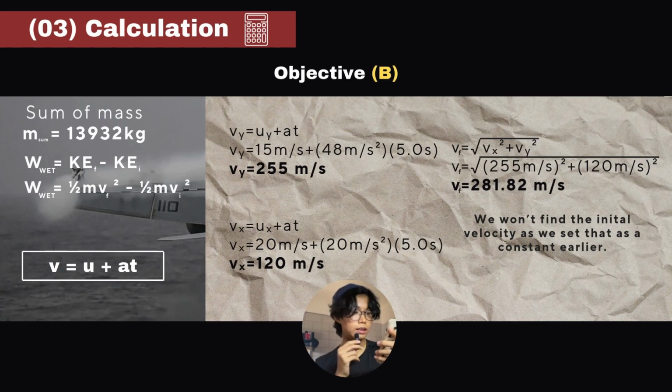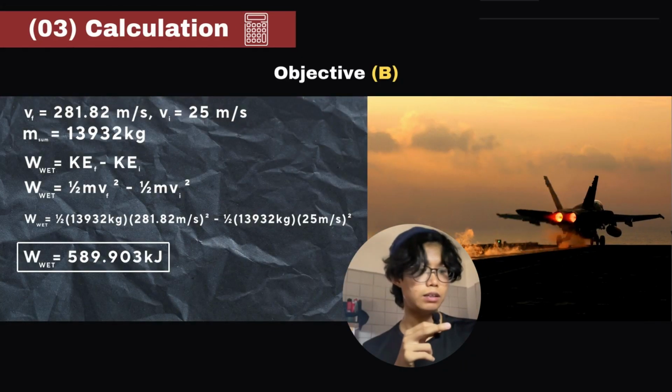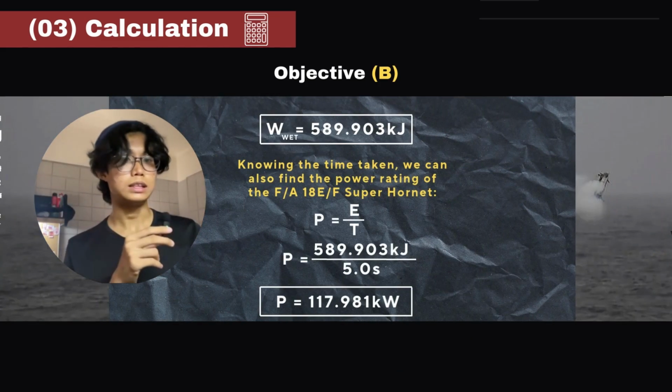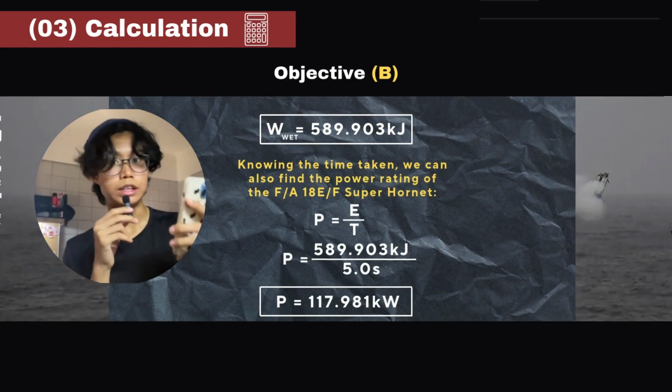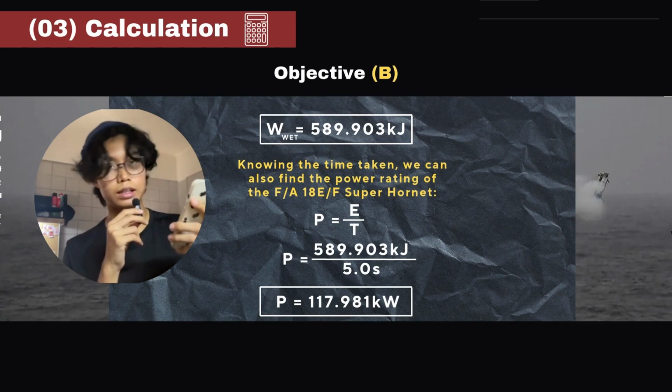But we won't find the initial velocity as we set it as constant earlier. Hence, by using the work-energy theorem, we will obtain the work done by the fighter jet equal to 589.903 kJ. And last but not least, for the power, we know that the time is set constant to be 5 seconds. Hence, by using the equation P equals energy over time, we'll get the power equal to 117.918 kilowatts.